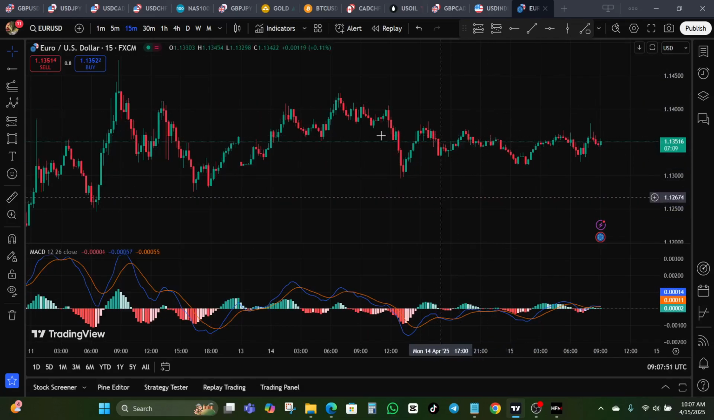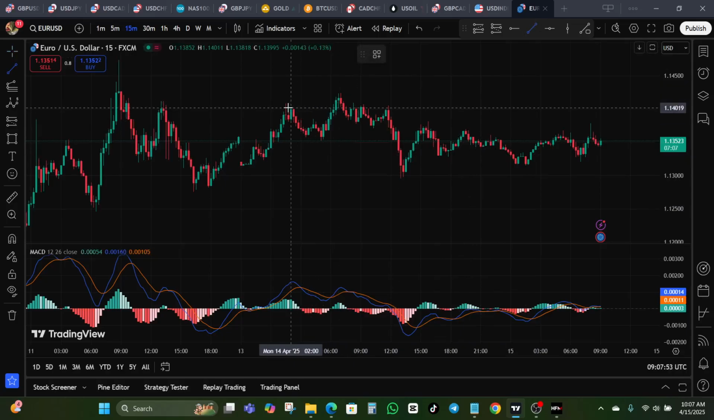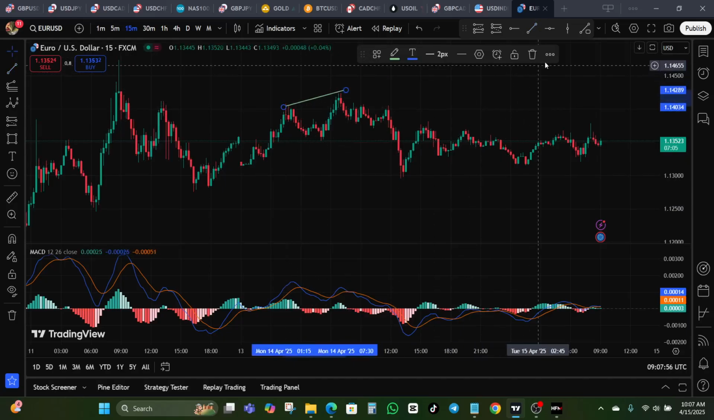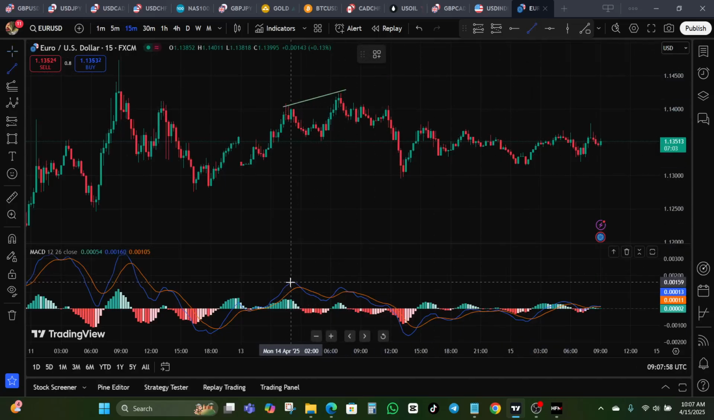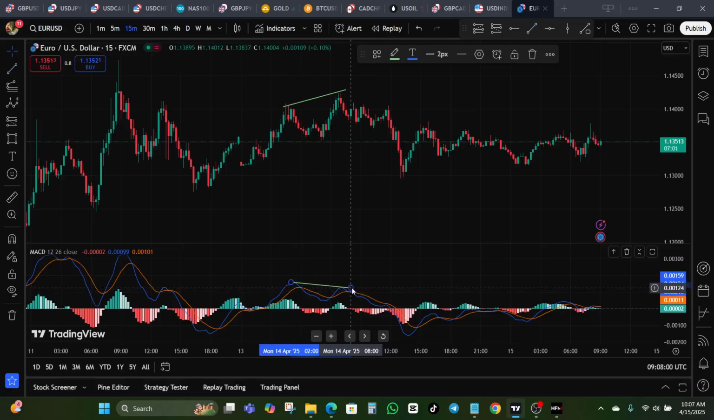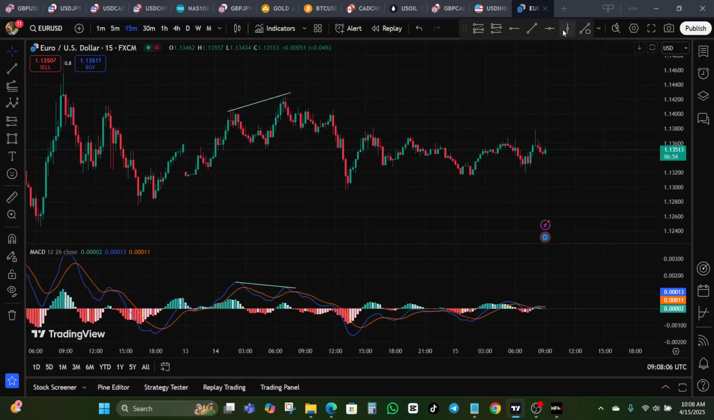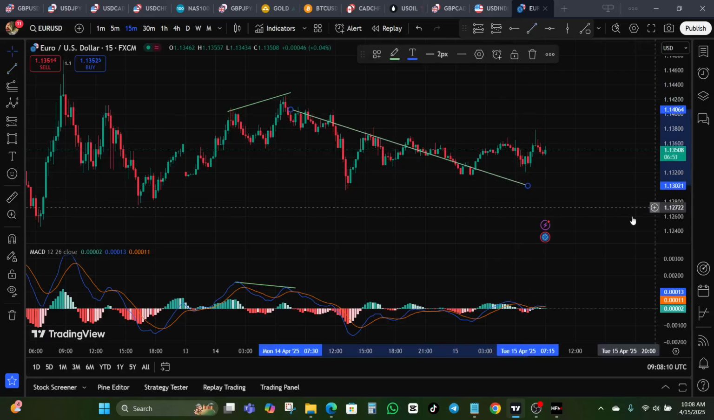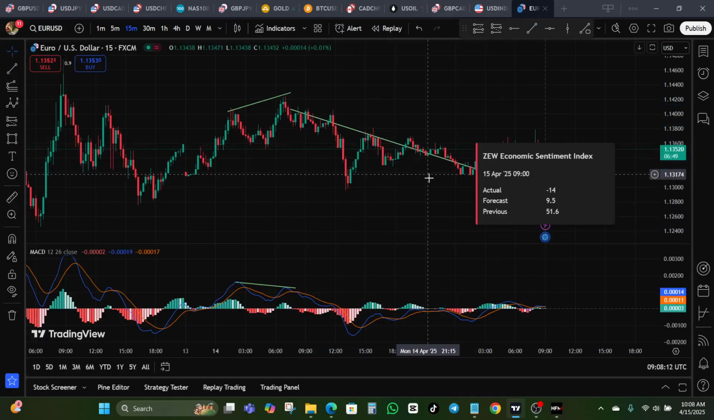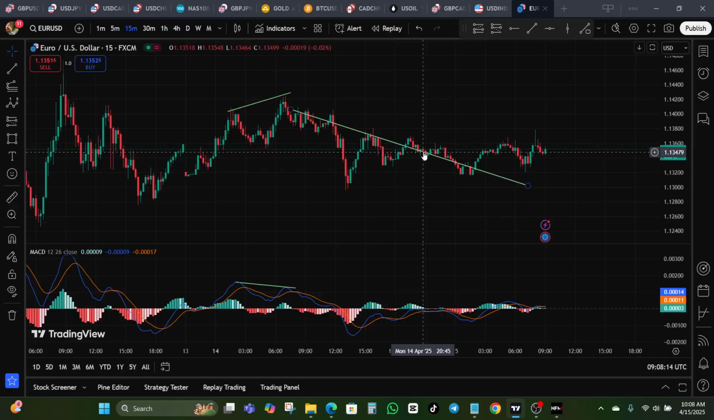Okay, so this was an example. We had price make a higher high, and we had the MACD make a lower high. This is a very practical example of a bearish divergence. And you know what happens after a bearish divergence? There is a tendency of the price to decline after a bearish divergence, and that's exactly what happened here.